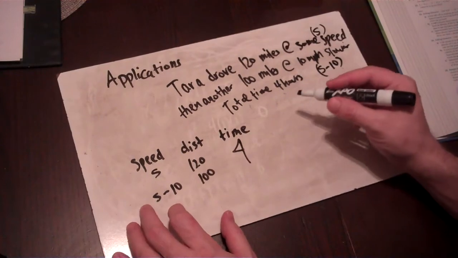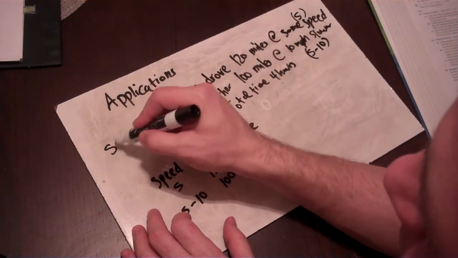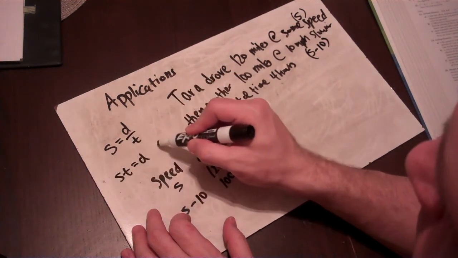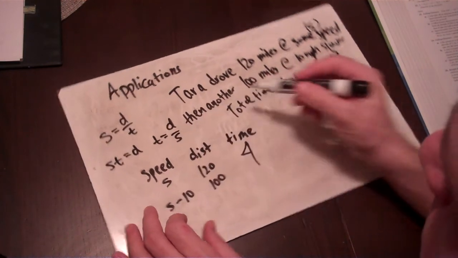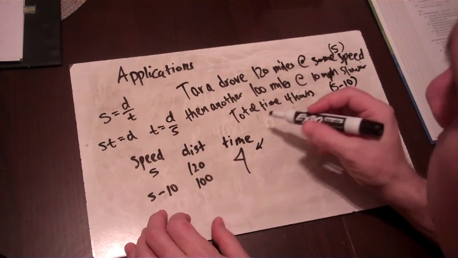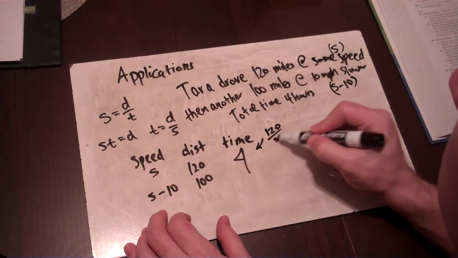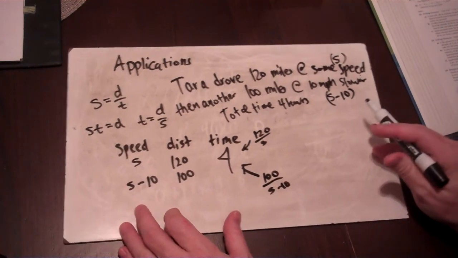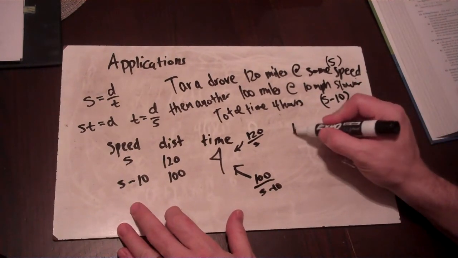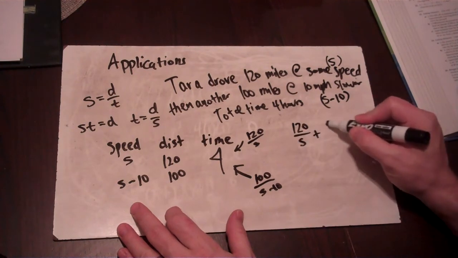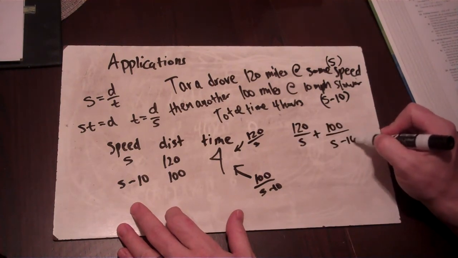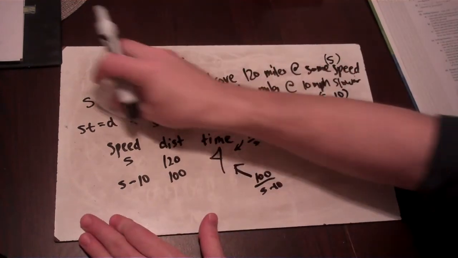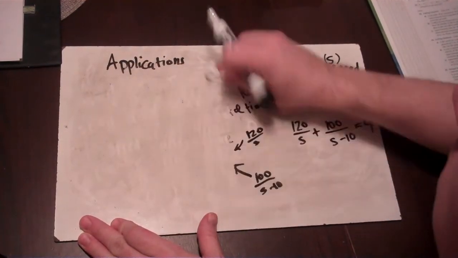Remember that when we're working out problems like this, speed is equal to distance over time. So speed times time is equal to distance, and time is equal to distance over speed. That means this time right here is really 120 over S, and this time right here is really 100 over S minus 10. If we add those up, we get 4. So 120 over S plus 100 over S minus 10 is equal to 4. I'm going to erase and work that out and see if we can figure out why it's a quadratic.